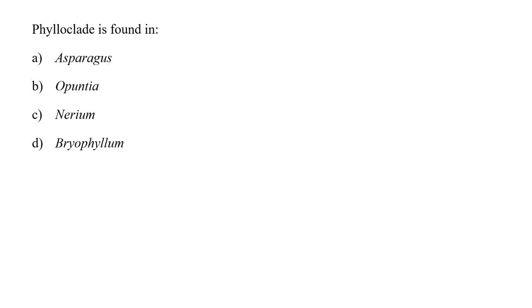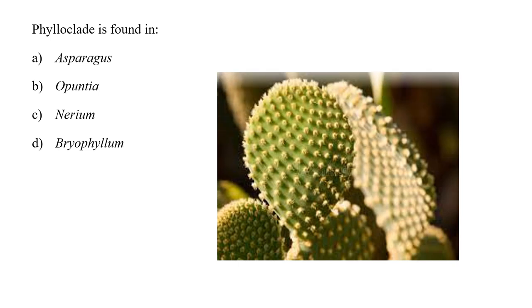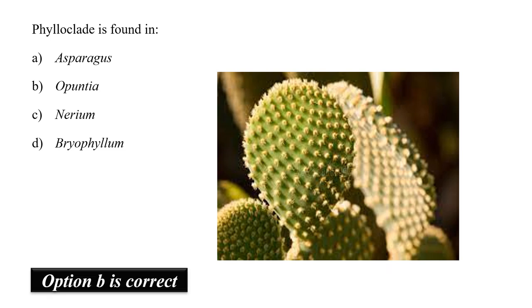Phylloclade is found in asparagus, opuntia, nerium or bryophyllum. Phylloclade is a flattened photosynthetic shoot having modified leaf-like branches, which is found in xerophytic plants like opuntia or cactus. So hence option B would be the correct answer.